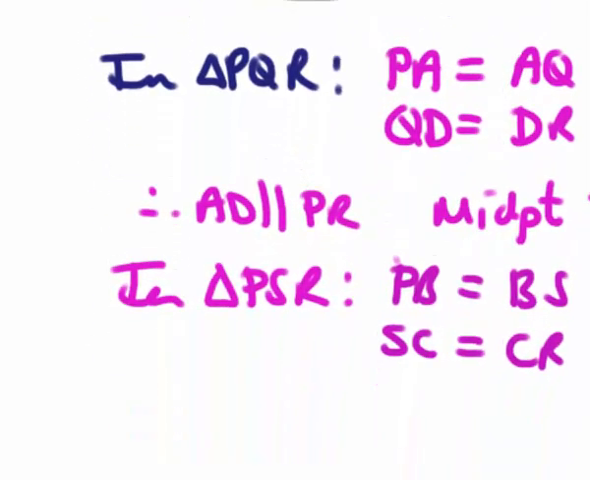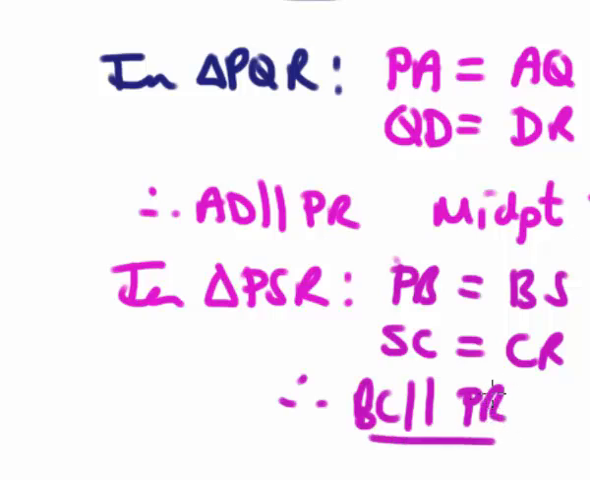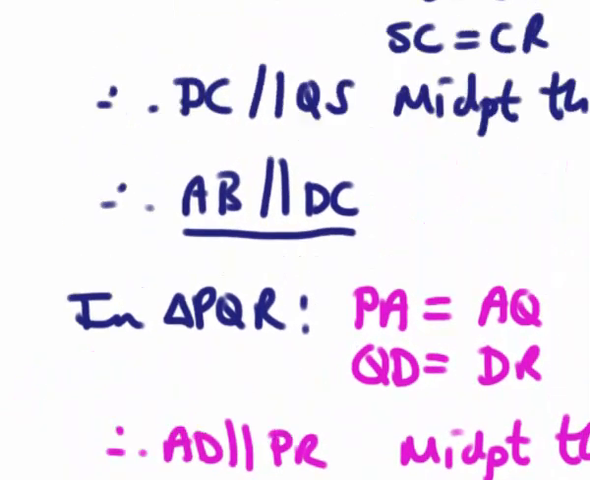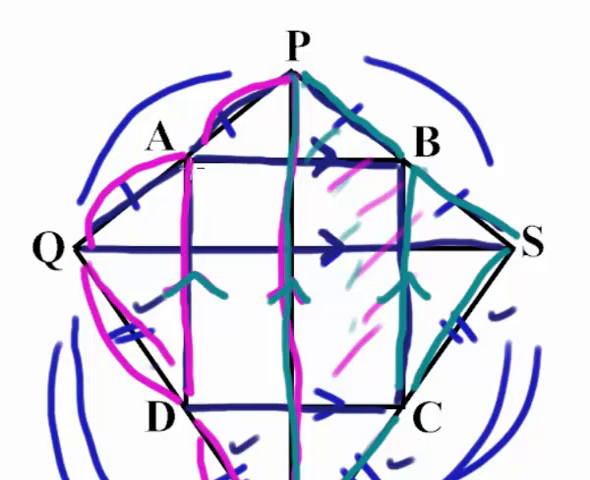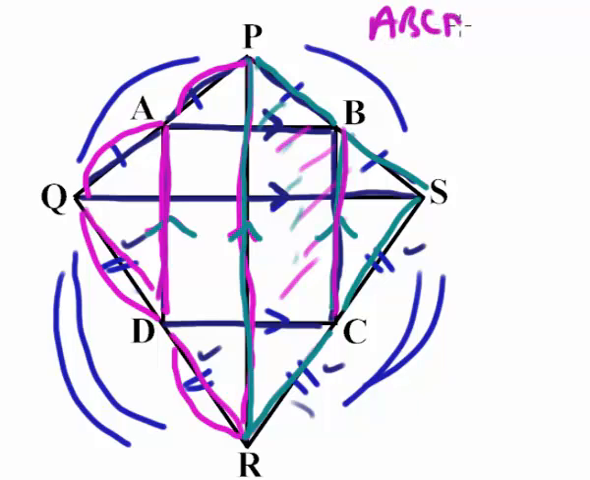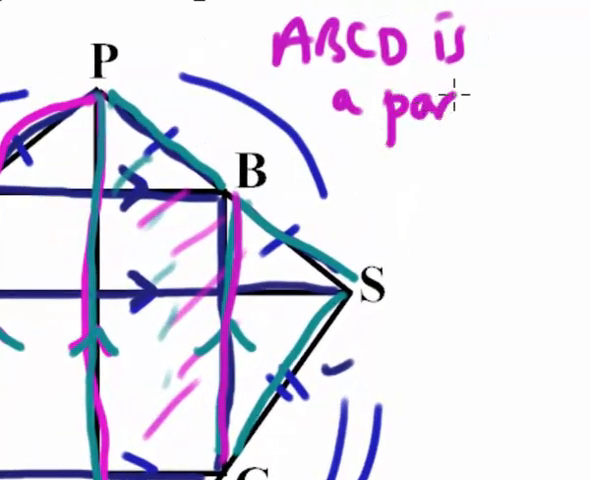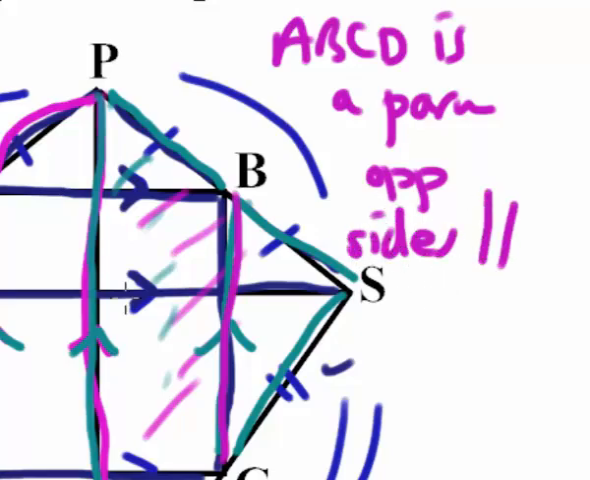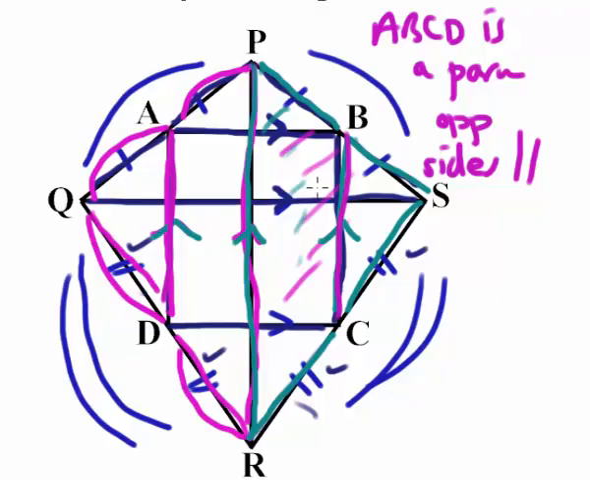Therefore we can say BC is parallel to PR. And there we've got it. And therefore we can then conclude that AD is parallel to BC. So look at that. Therefore we can say that ABCD is a parallelogram, and the reason being the opposite sides are parallel. So that's the midpoint theorem in action.